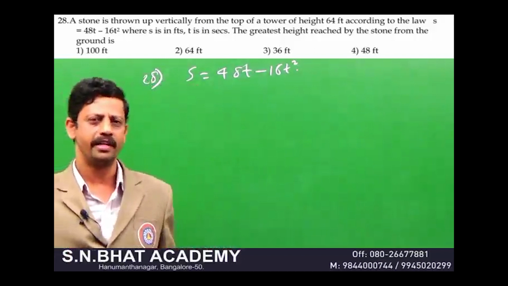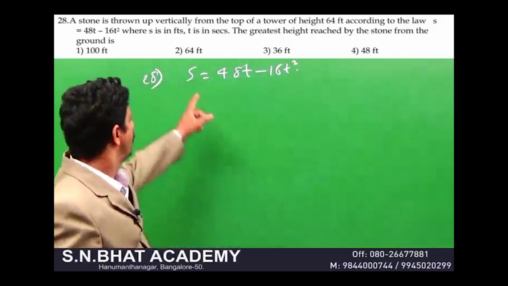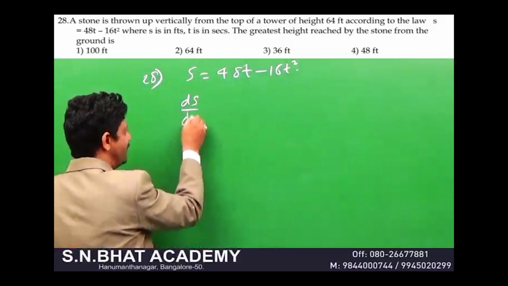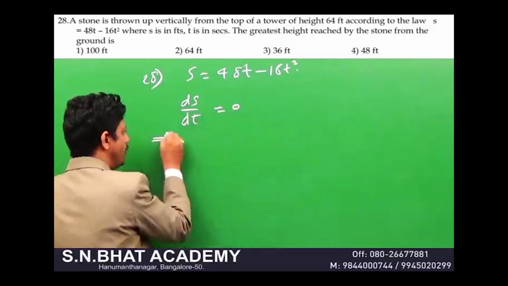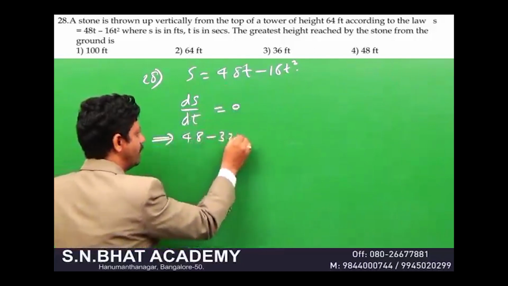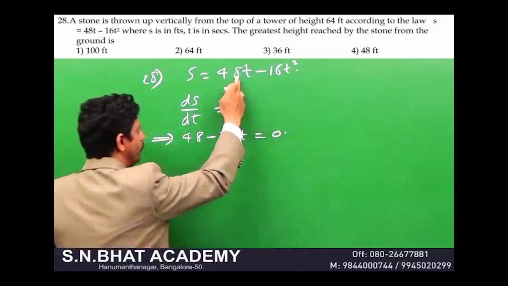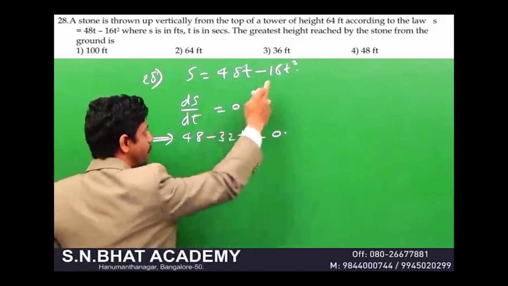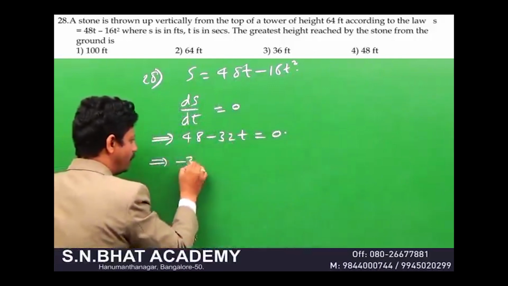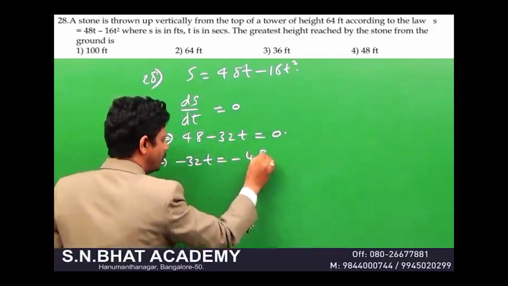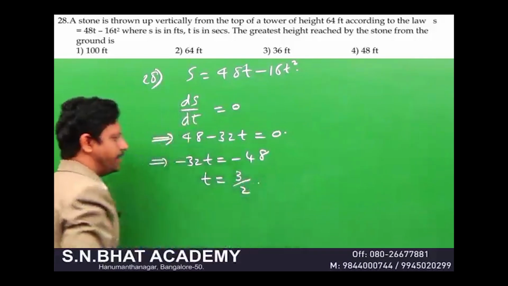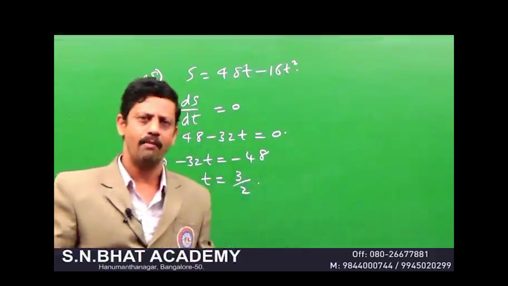So that means the answer should be greater than 64 feet. At the maximum point, velocity is 0. That means ds by dt is 0 at the maximum point. So ds by dt equal to 0 implies 48 minus 32t is equal to 0. Derivative of 48t is 48. For 16t square, the derivative is 32t. Now we have to determine the value of t. Minus 32t is equal to minus 48, or t is equal to 3 by 2. So it takes 3 by 2 seconds to reach the maximum height.